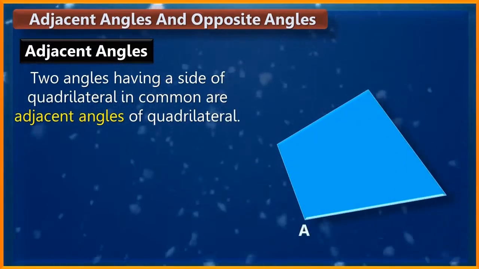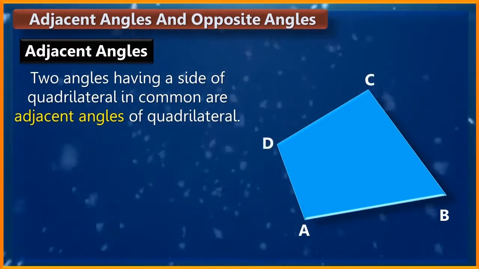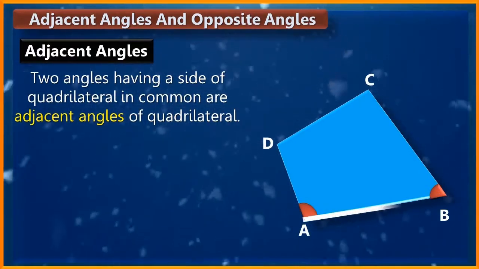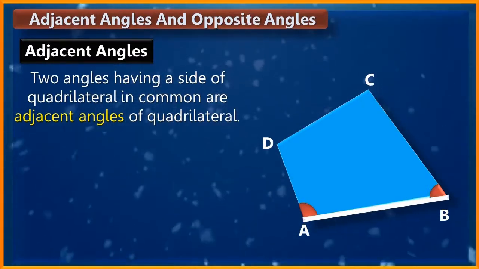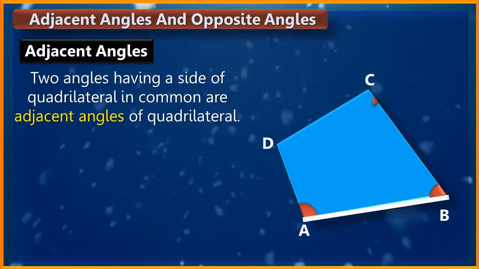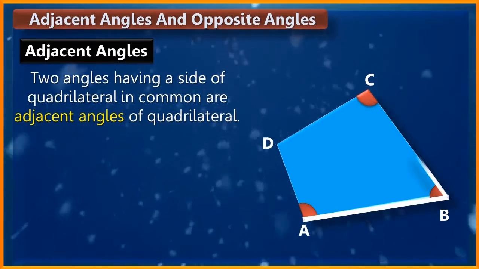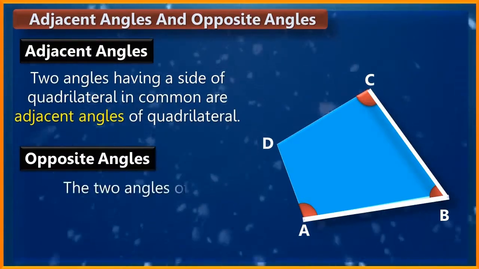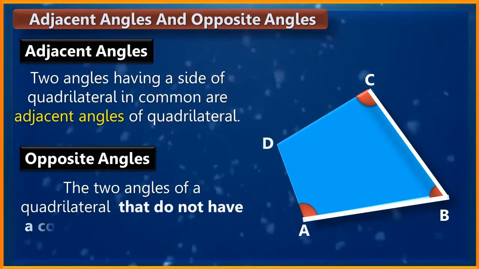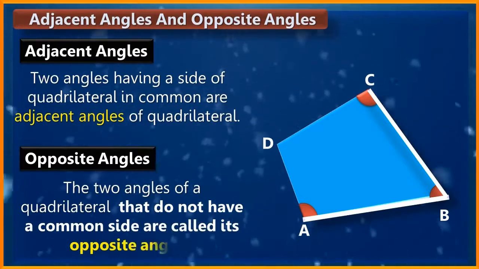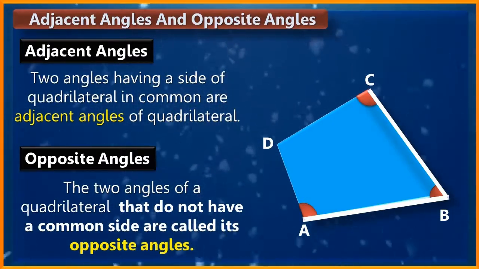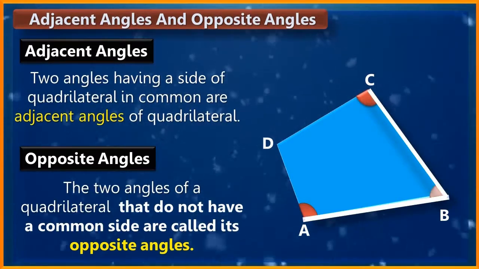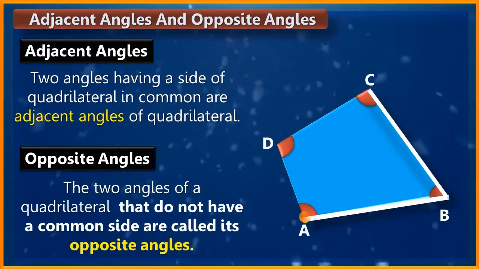In quadrilateral ABCD, pairs of adjacent angles are: number 1, angle A and angle B having AB as the common side; number 2, angle B and angle C having BC as the common side. Opposite angles: the two angles of a quadrilateral that do not have a common side are called its opposite angles. In quadrilateral ABCD, angle A and angle C, angle B and angle D are pairs of opposite angles.